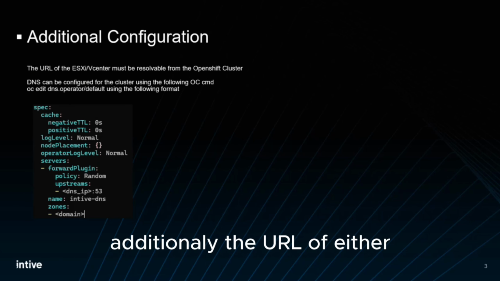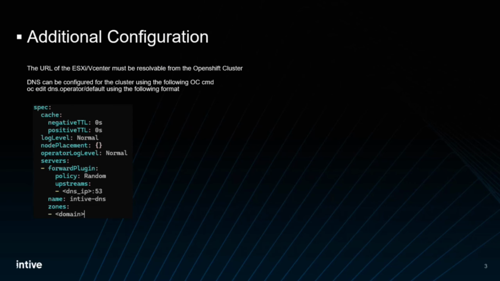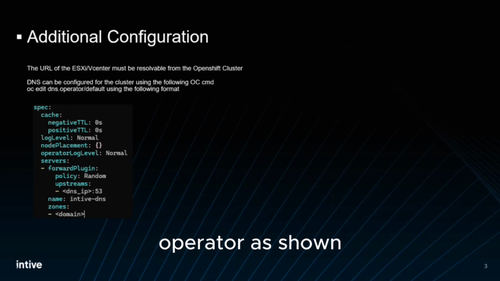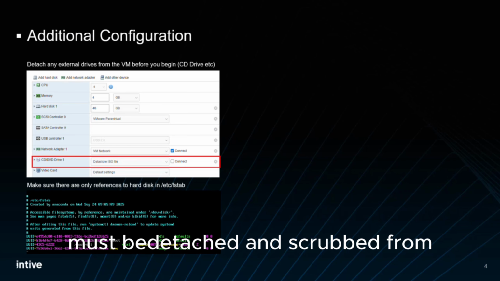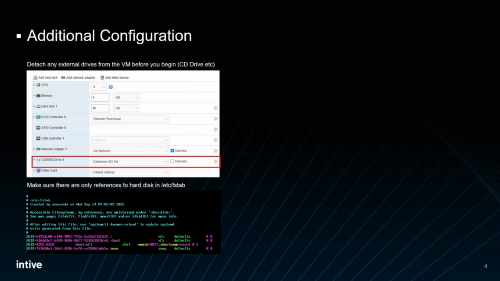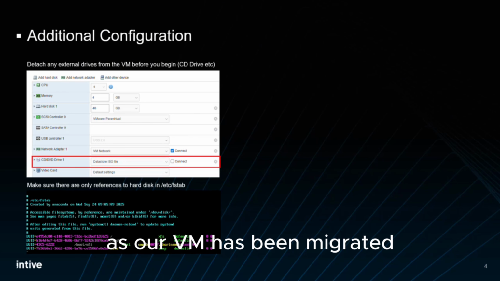Additionally, the URL of either ESXi or vCenter must be resolvable from within the OpenShift cluster. DNS config can be added to the cluster using the DNS operator as shown. Finally, any external device that may have been attached to the VM must be detached and scrubbed from the etc fstab before you start the migration. Now, we can take a look at the post-configuration steps as our VM has been migrated.